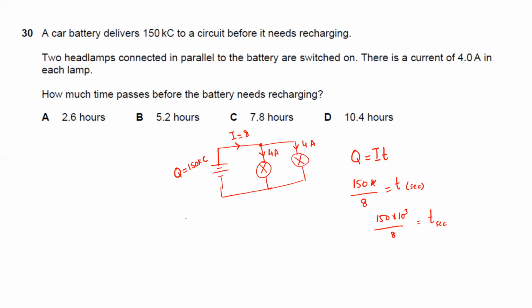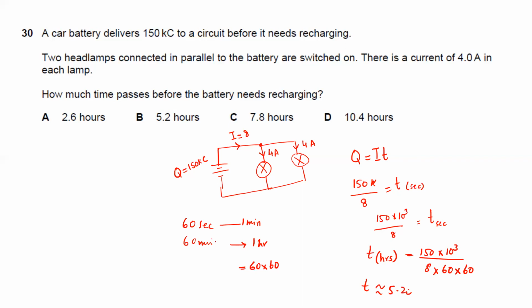And remember, 60 seconds is 1 minute, and 60 minutes is 1 hour. So seconds to hours, 60 multiplied by 60. If you have to calculate time in hours, it is 150 into 10 to the power 3 divided by 8 multiplied by 60 multiplied by 60. So overall, we will be getting something around 5.208 hours. So this part D will be the best choice we have.